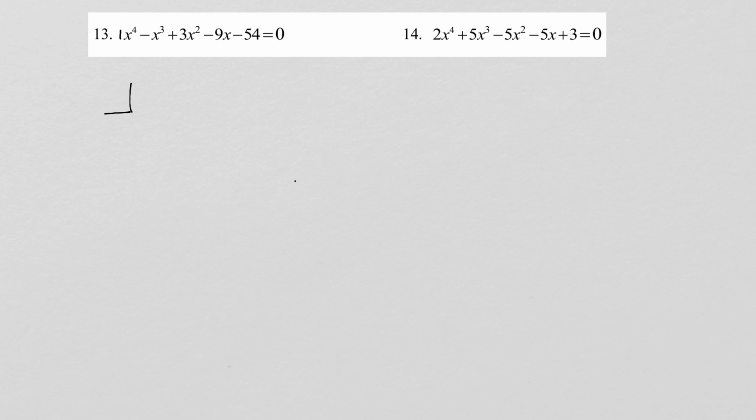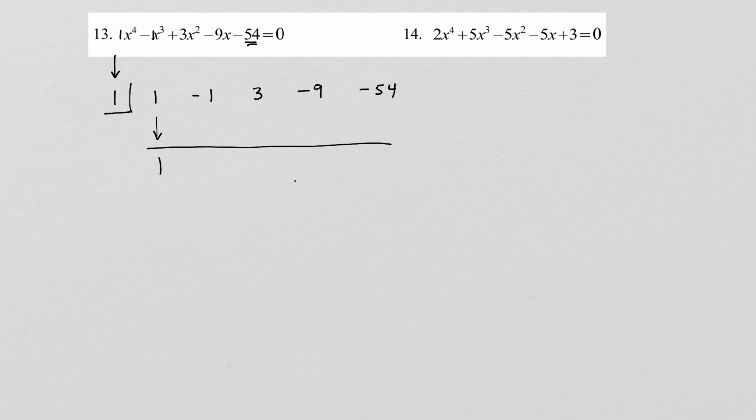And then up here, we have coefficients, 1x to the fourth, negative 1x cubed, 3x squared, negative 9x, and negative 54. And for our first guess, I always like to start by guessing x equals 1 because it seems to work quite often. Not always, but quite often. But remember, you're only going to guess numbers here that are factors of 54.